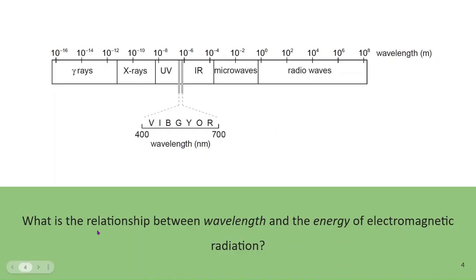But my question here, right, is what is the relationship between the wavelength, so you can see wavelengths up here, and energy in the electromagnetic radiation? So this is wavelengths in meters. So you start over here. Radio waves are really big, 10 to the 8 meters. That's big, right? 10 to the 0 would be like 1 meter. And then it gets smaller and smaller and smaller.